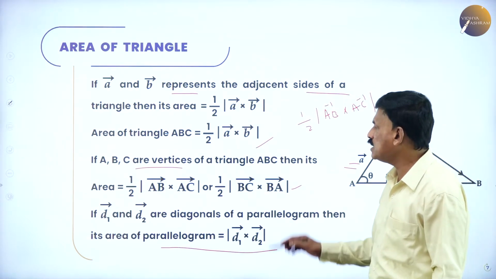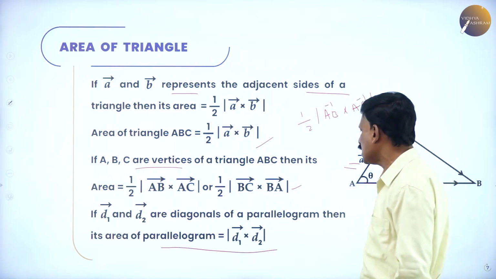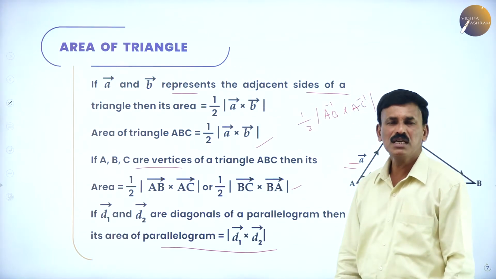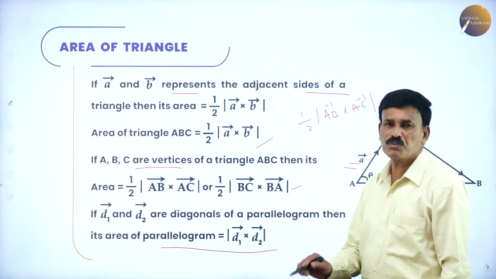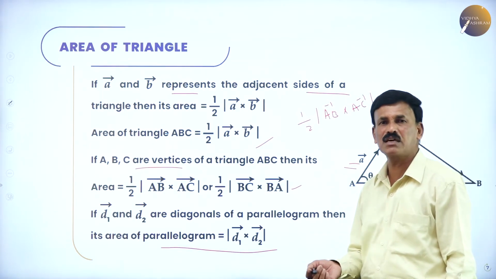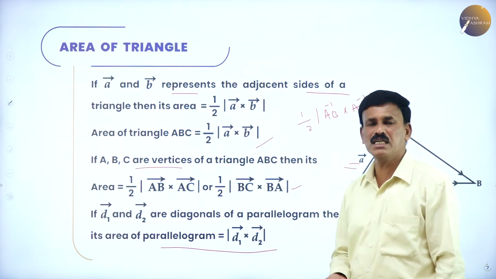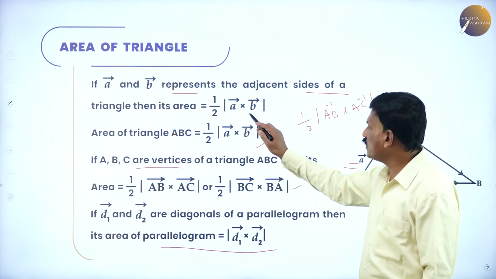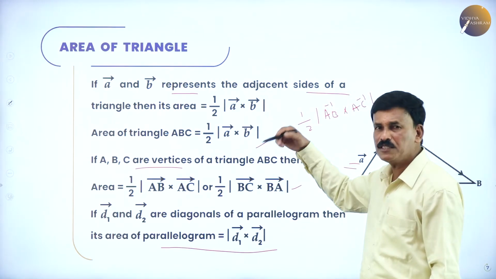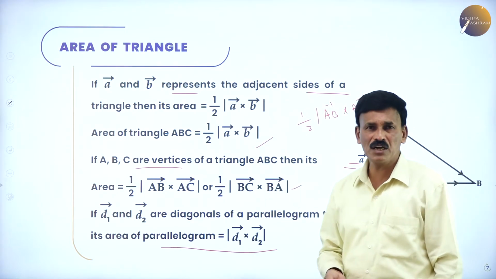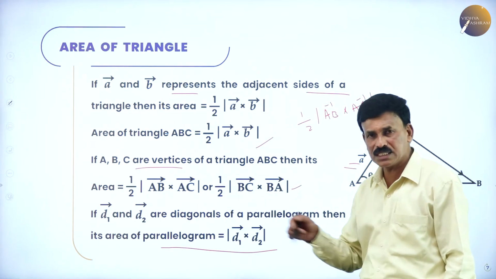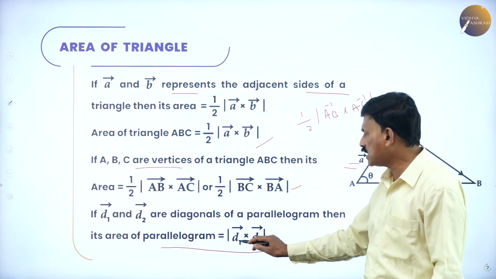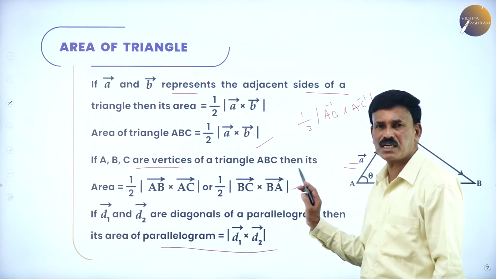Now, similarly, if D1 and D2 are the diagonals of a parallelogram, then the area of a parallelogram is given by length of D1 cross D2. Suppose A and B are the adjacent sides of a parallelogram, then its area is equal to length of A cross B. So the area of a triangle is half into length of A cross B. Similarly, for a parallelogram, whenever its adjacent sides are given, it is length of A cross B. If diagonals are given, just half the length of D1 cross D2.